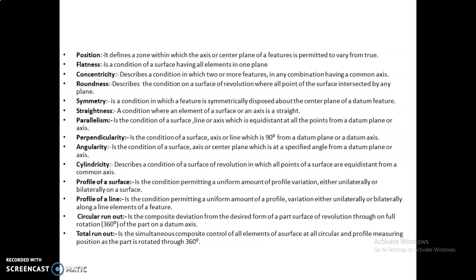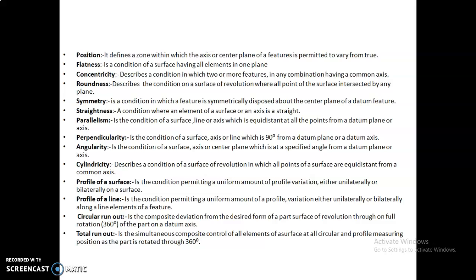Concentricity describes the condition in which two or more features in any combination have a common axis. It means checking whether all the different features have a common axis or not with the help of a datum reference. Roundness describes the condition on a surface of revolution where all the points of the surface intersected by any plane are equidistant from the center. We can check the roundness of a surface by moving the plunger dial around the surface. In roundness, no datum reference is required.